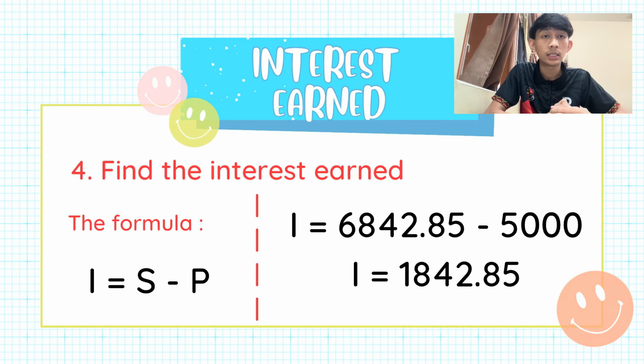Last but not least, find the interest earned. The formula is I equal to S minus P. Then I equal to 6,842.85 minus 5,000. Then the answer is 1,842.85. So the profit or interest earned after 4 years is 1,842.85.